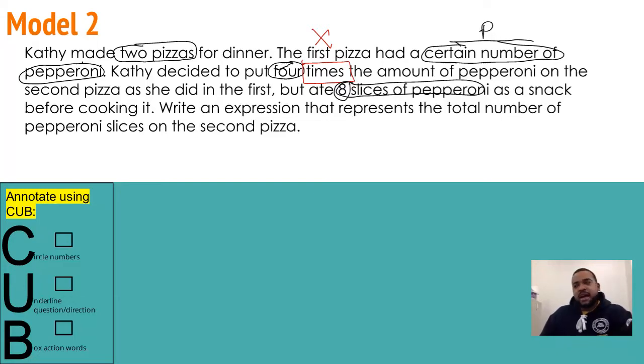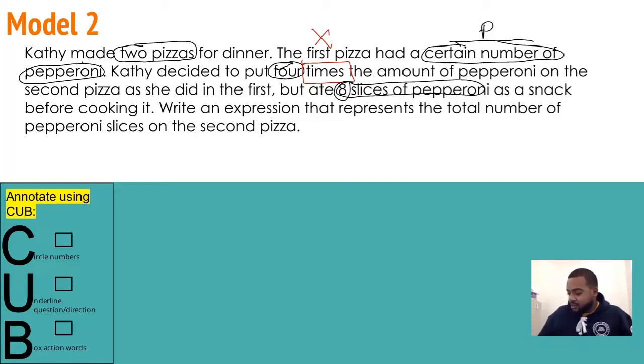Now, more often than not, we'll see the word ate and not think of it as an action word. But if you think about that mathematically, anytime you eat something, let's say I have 5 candies on my desk right now and I ate 3. How many do I have left? That's a mathematical term in the sense of how we use it in the word problem. So I have 5, I ate 3, that means I have 2 left. Ate can be seen as an action word.